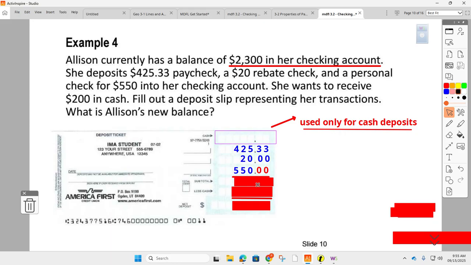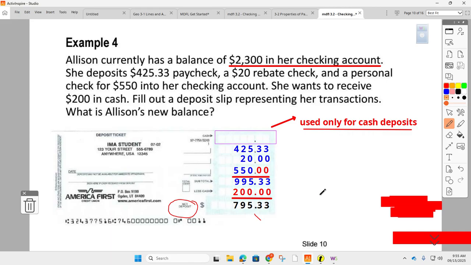So we subtotal. That means we add everything, all the deposits. And this is less cash. Less means subtract, remember? So minus $200. And so the balance for the total deposit that is actually going to go into our account is $795.33. Now, that is not her new balance. That is the amount of the deposit. So this is the total deposit.